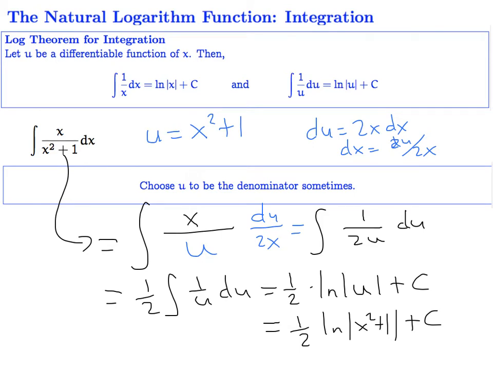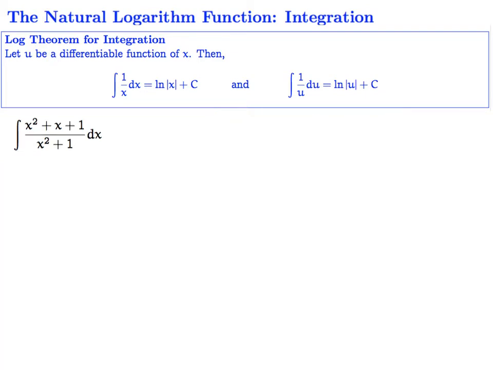So just to review, the new idea here is to choose u to be the denominator sometimes, because that way we get substitutions that will fit into our log form. So let's look at another example of a function here, and let's try to look through how to integrate this. As always, take a chance, pause the video, and see if you can think what we should do here.